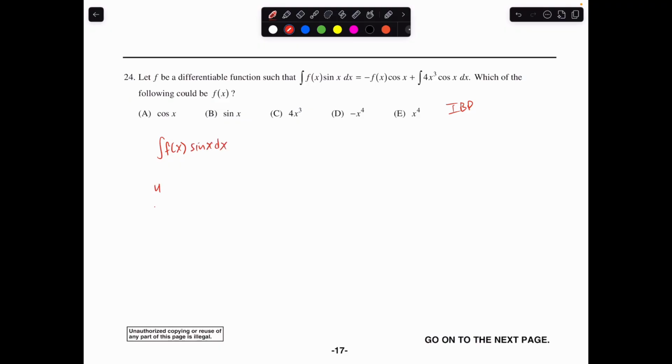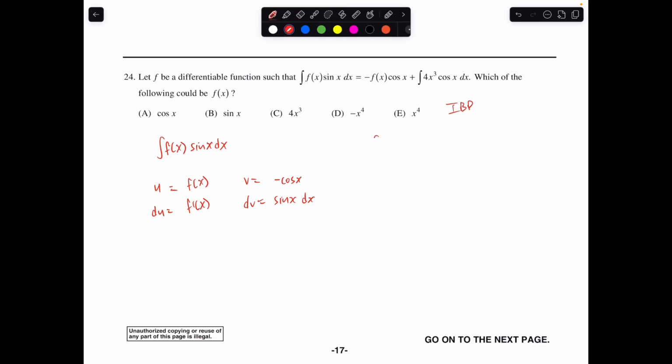We have our function f of x sine x dx, and we're going to find out what our u is, our du, and then our v and dv. Okay, so I'm assuming, by looking at this, I have the negative. So I think my dv is sine x dx, and if I integrate that, I get negative cosine x. And then my u should be f of x, and my du should be f prime of x.